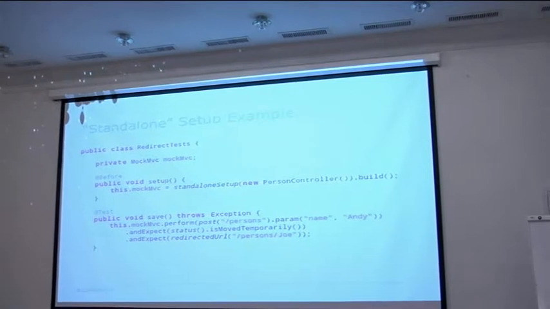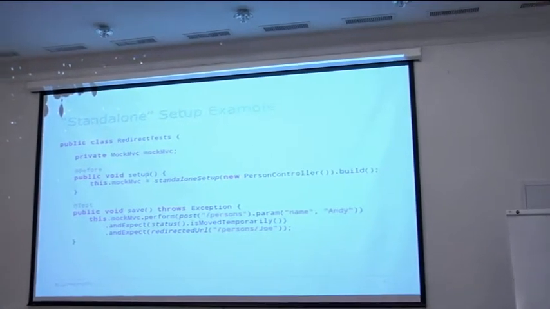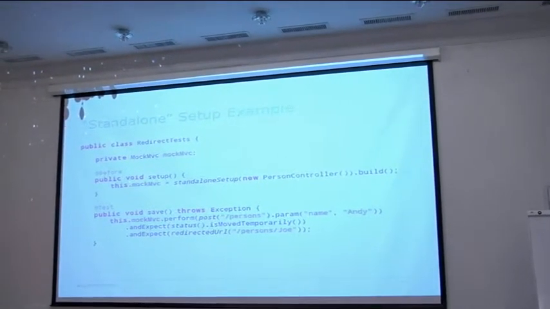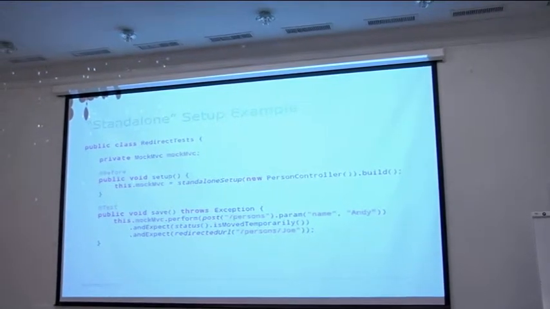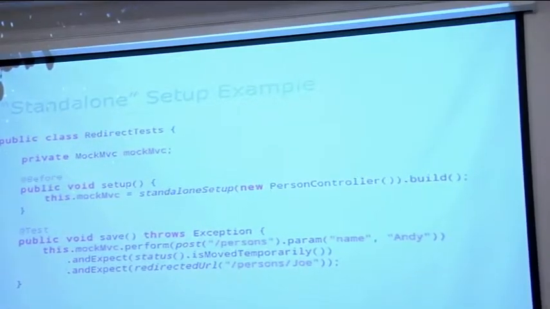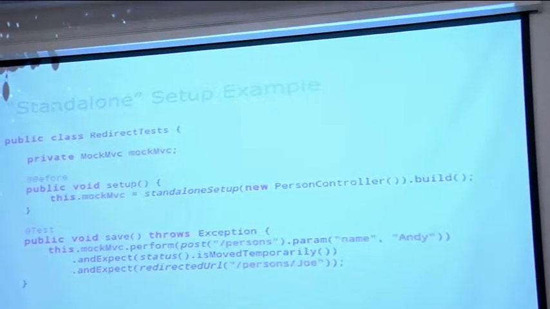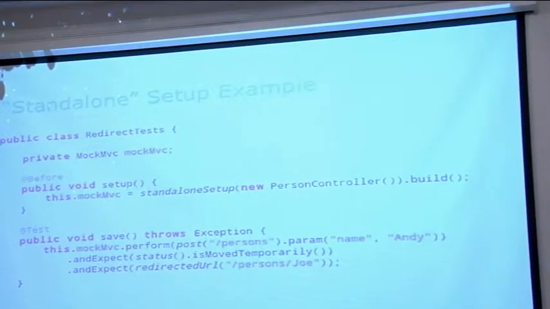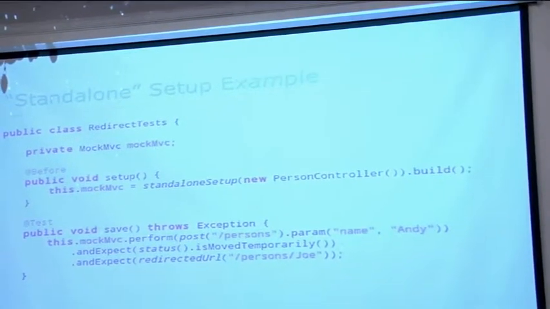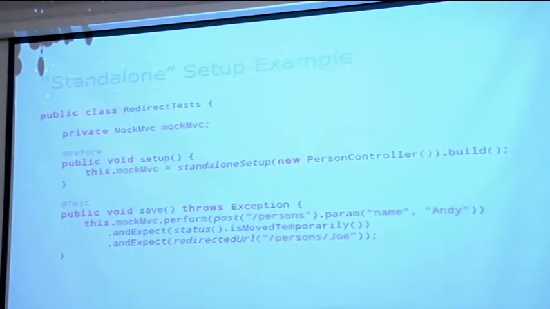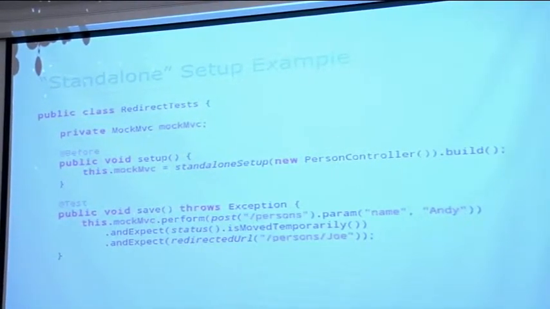So here we have RedirectTests, MockMvc. We need an instance of that in our setup. Instead of creating a MockMvc instance from the web application context loaded by the testing framework, we're just saying here standaloneSetup for this given controller. So passing an instance of a particular controller. Then in our actual test method, this looks the same or similar to what we had before. So here performing a post with some parameters, expecting a particular status, moved temporarily, and expecting a redirect URL. So your actual test methods will look the same.